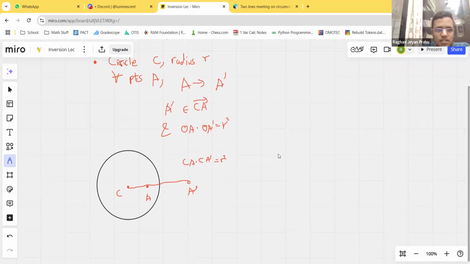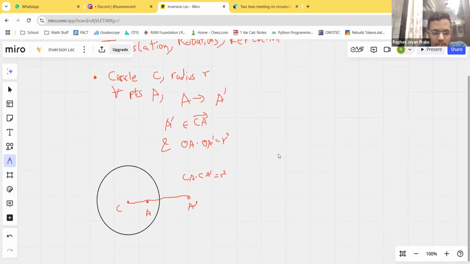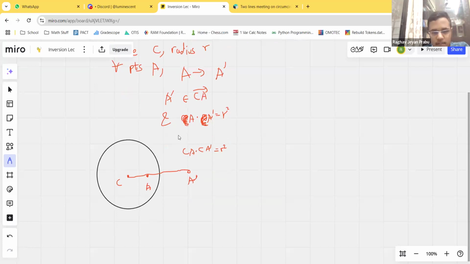Okay, so essentially what I said is that we are talking about inversion, which is a geometric transformation. In inversion, you have a circle with center C and radius R. For any point A, you map it to a point A dash such that A dash lies on the ray CA and CA times CA dash is equal to R square. This is how the inversion transformation is defined. Now we are discussing that if a point A is mapped to A dash, then A dash is also mapped to A. Is this clear?